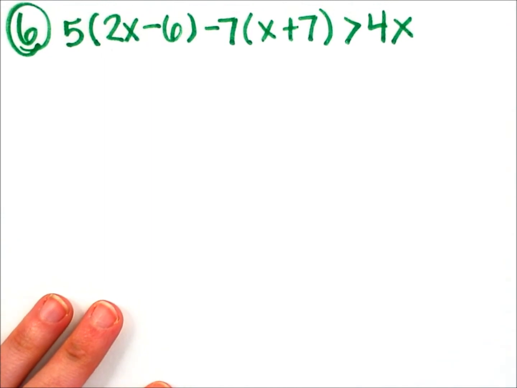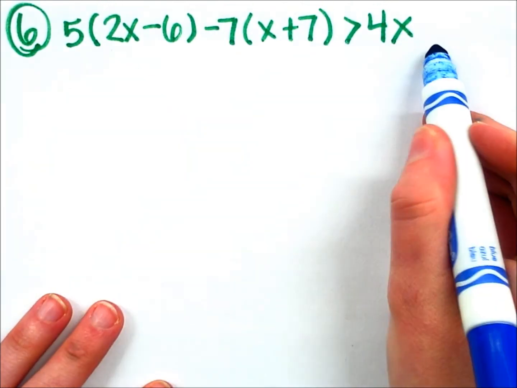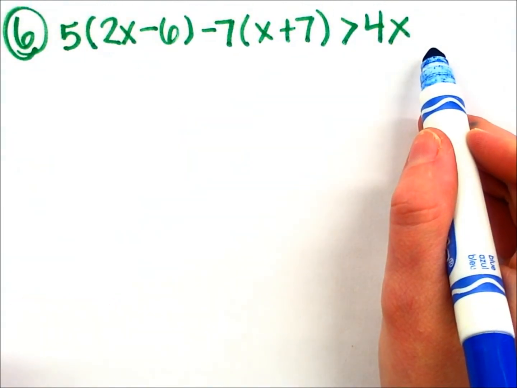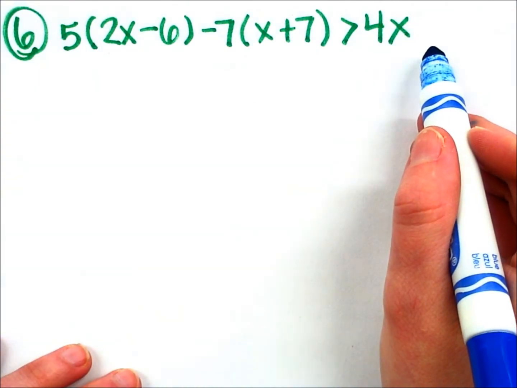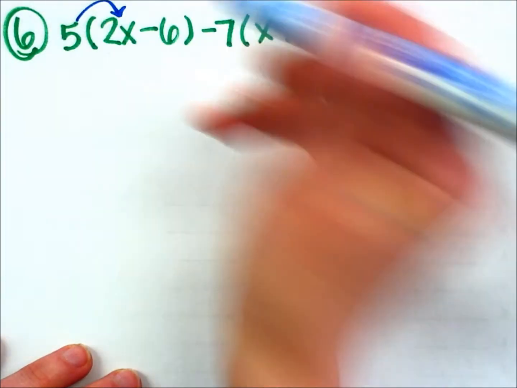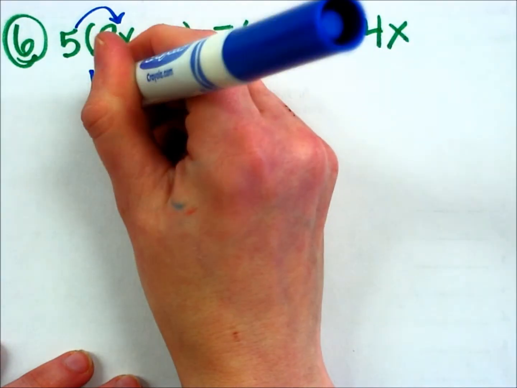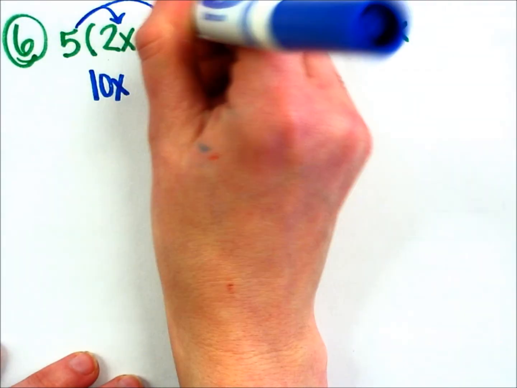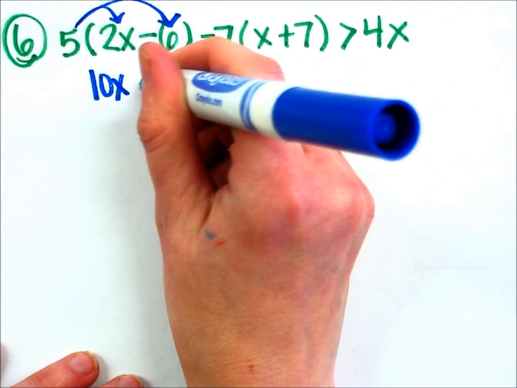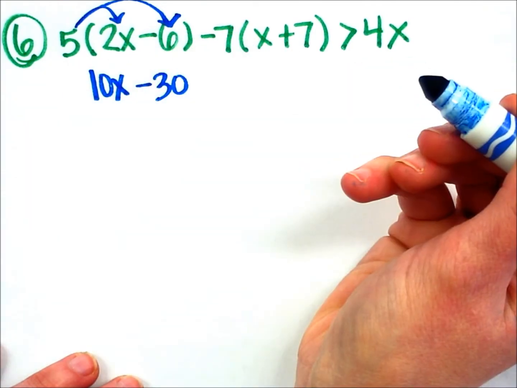Let's try another. Alright, so I've got parentheses again that I need to get rid of, and I can use the distributive property to help me do that. So I'm going to start off by saying 5 times 2x, which is going to give me 10x. 5 times negative 6 is negative 30, so I'm putting a minus 30.